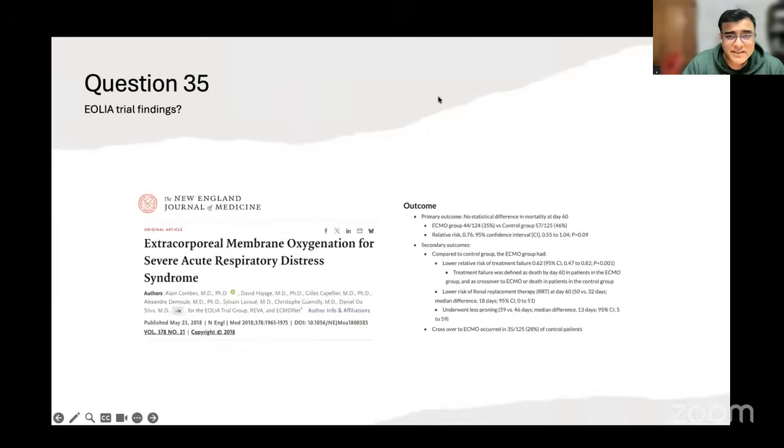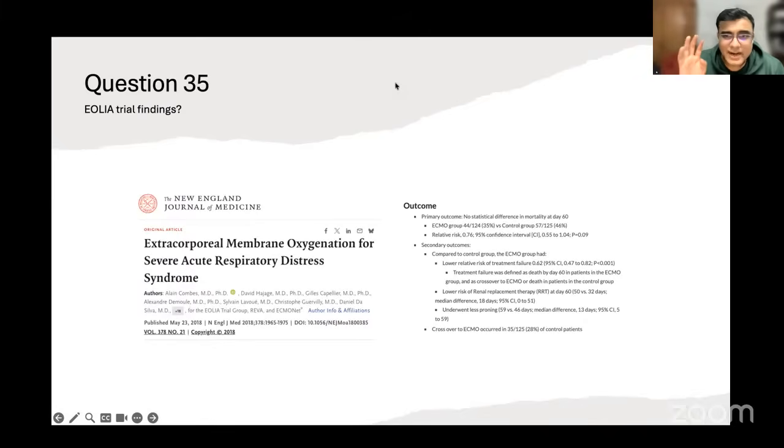Somebody recalled that the EOLIA trial findings were asked as a question as well. The EOLIA trial is a landmark trial for ECMO, published in 2018 in NEJM. There was a lot of crossover, but the primary outcome showed a little benefit in the ECMO group. At day 60, 35% of patients had mortality in the ECMO arm compared to 46% mortality in the control arm, but it was not statistically significant.